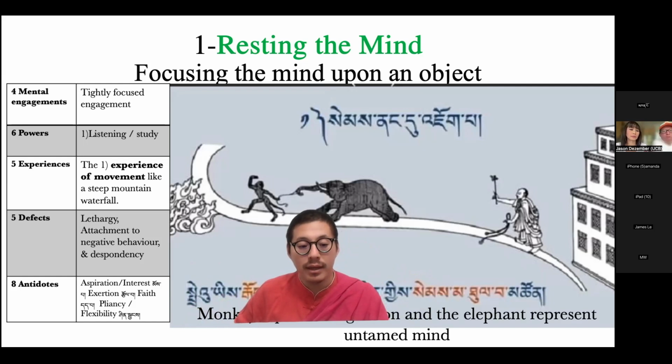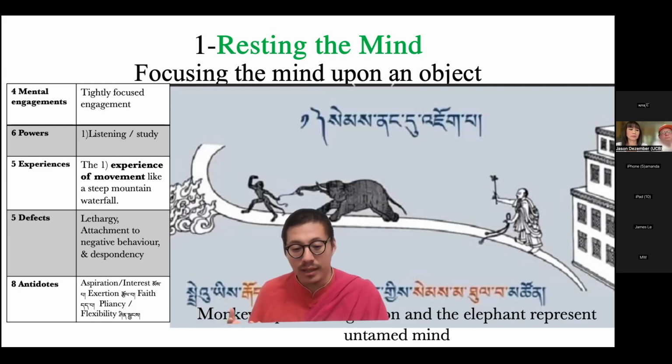And with this, we should also know that there are 5 defects or 5 faults that we need to overcome when we are engaging in shamatha meditation. The first one is lethargy, and then attachment to negative behavior, laziness actually. These are 3 types of laziness, and despondency, right? We just postpone things. Oh, I want to do it later.